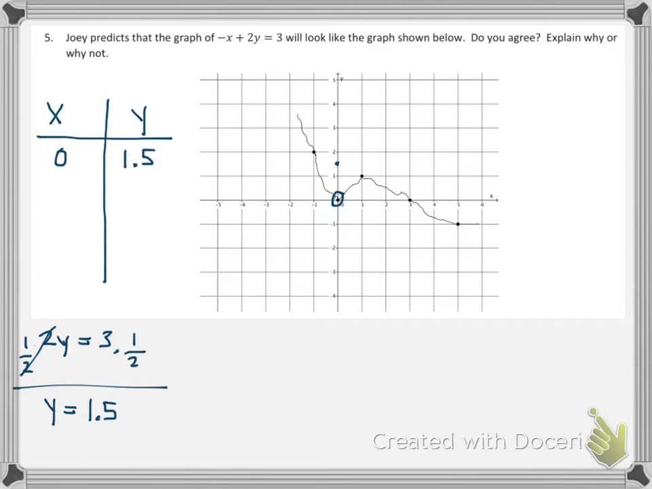If we line up his other points and the one that we put in, we do get a line. And so he's wrong. Joey's wrong because he had one of those points off the line. It should have been the ordered pair 0, 1.5. And that is the line for the linear equation, negative x plus 2y equals 3.